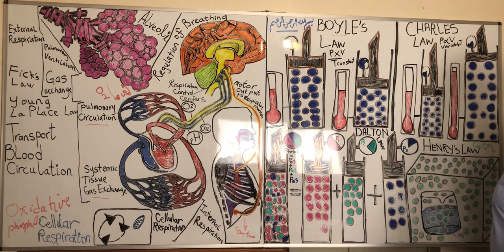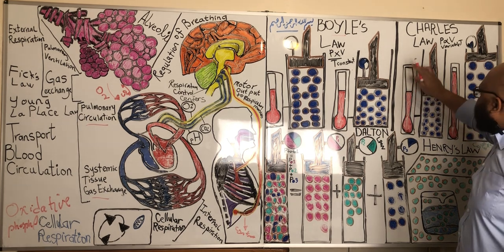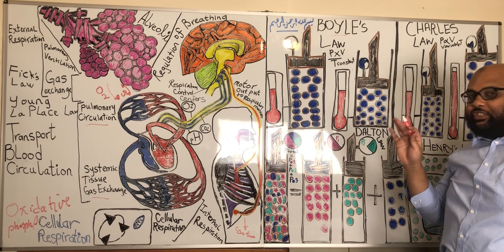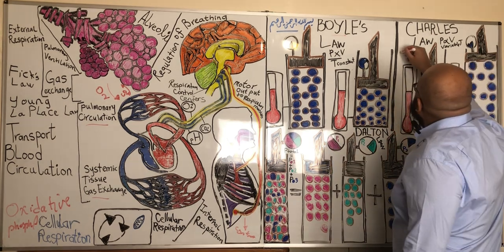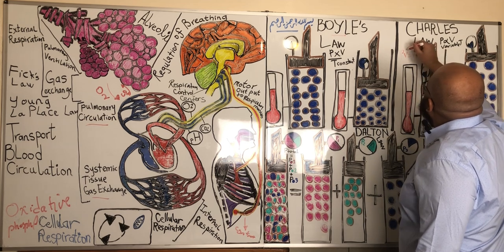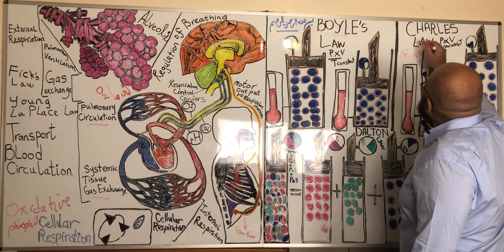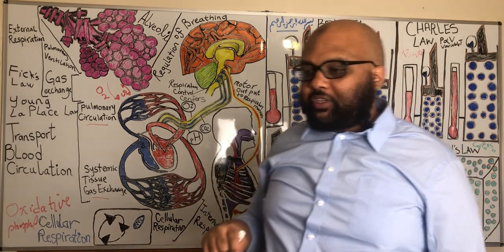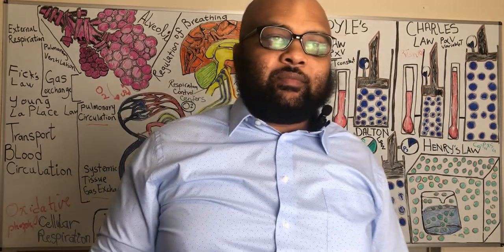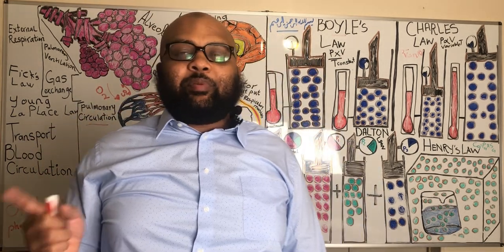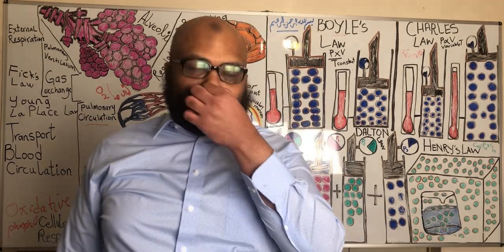What about Charles' law? Charles' law says that if temperature changes, now the law is PV equals nRT. If the volume is constant, the pressure would have a direct relationship with the temperature, and vice versa. And if the pressure is constant, the volume would have a direct relationship with the temperature.